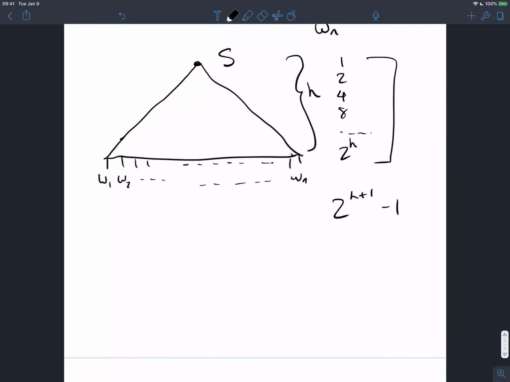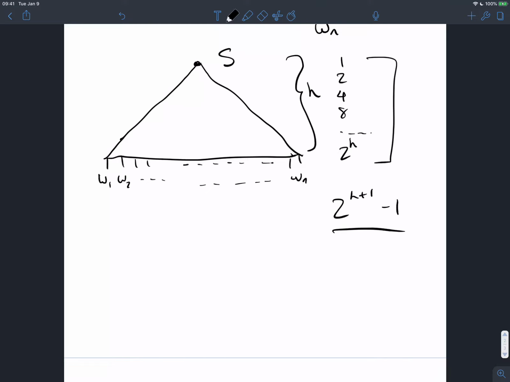Well, let's see. If I have a string that's longer than that, what happens to the height? It must be at least h plus 1, right? Why does that have to be the case? If I pick a string of that length plus 1, then let's see.